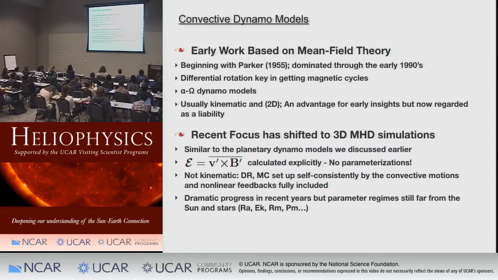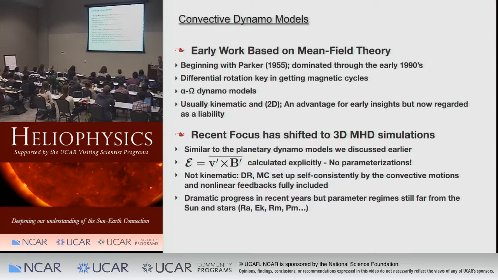In terms of convective dynamo models, recent focus has shifted to 3D simulations. These are similar in spirit to the planetary dynamo models we discussed earlier. So you don't have to put in any parameterizations for v prime cross B prime. That falls out of the simulations. You have non-axisymmetric flows and fields, and they make their own correlations. And they're not kinematic. So the simulation itself sets up the differential rotation and the meridional circulation, as I described. The banana cells speed up the equator relative to the poles, and they create a circulation. There's been a lot of progress in recent years, but the parameter regimes are still far from real stars.